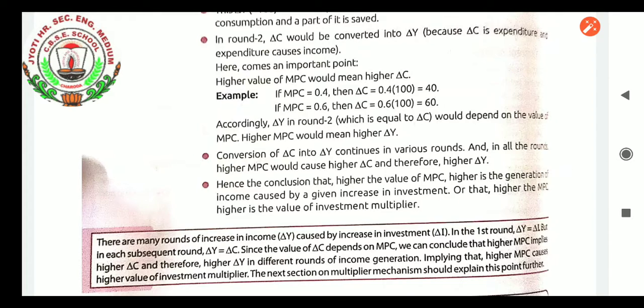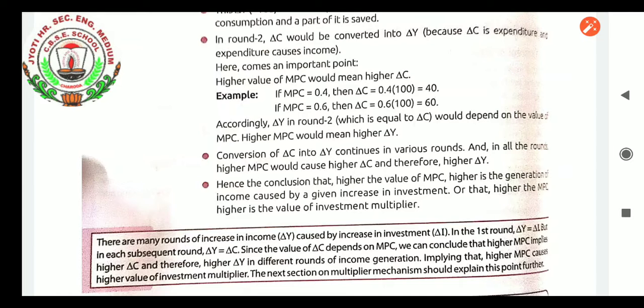I am not reading there, just put the values in the particular equation. Students, first of all you write the equations in your copy, then you substitute the values according to the question, then only you will get the answer. Delta Y in round number 2, which is equal to delta C, would depend on the value of MPC. As the MPC value changes, there will be an impact on the investment multiplier K.